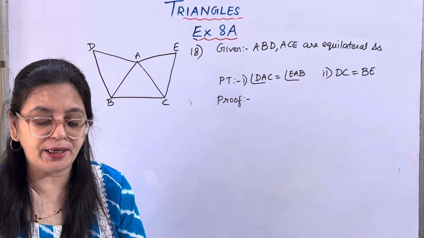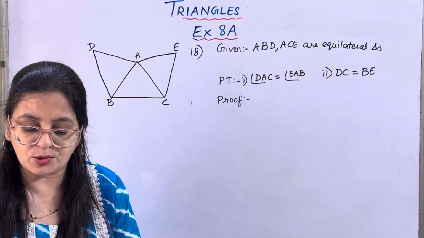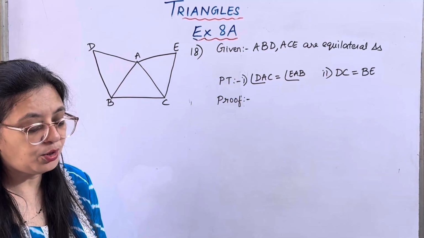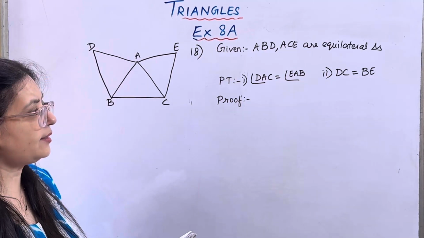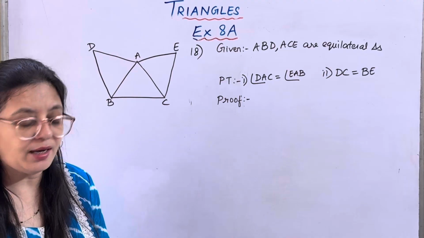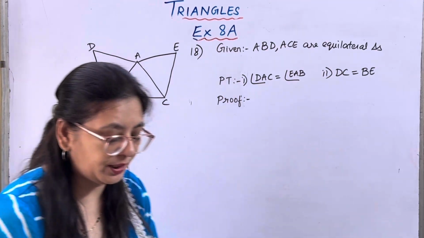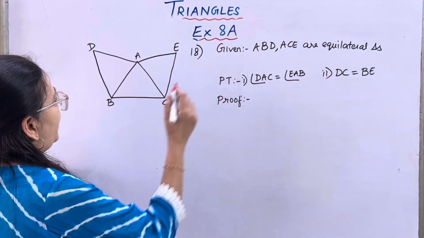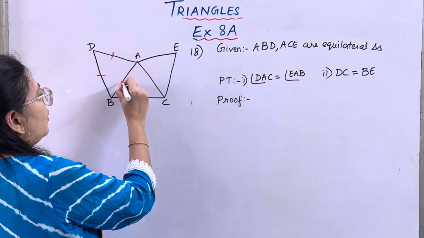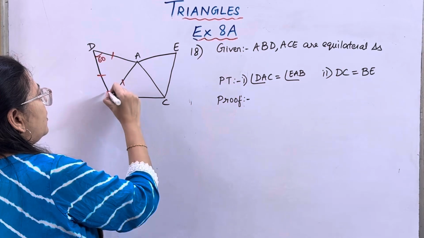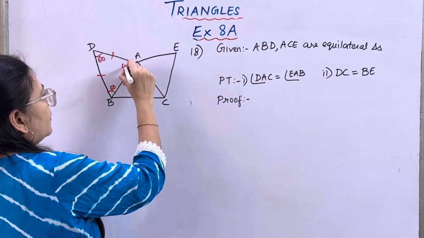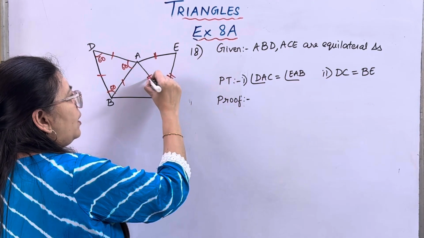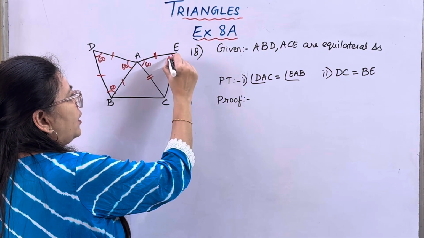Equilateral triangles ABD and ACE are drawn on the sides AB and AC of triangle ABC. You have to prove that angle DAC is equal to angle EAB and DC is equal to BE. Since it is an equilateral triangle, let's first do the markings. ABD is an equilateral triangle, so all sides are equal and each angle measures 60 degrees. Correct? Now ACE is an equilateral triangle, so all sides are equal and each angle measures 60 degrees.